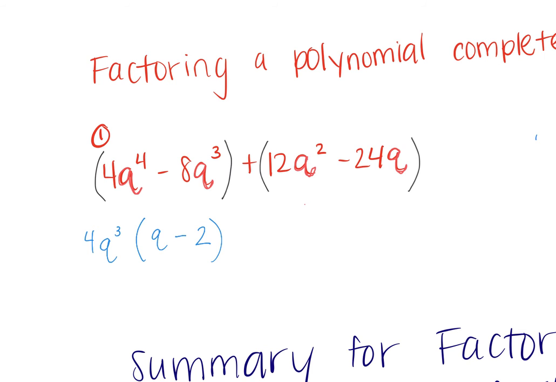In my second term, remember, we have to make these match up. So we want that to look like q minus 2. What can I pull out from the second set of terms?